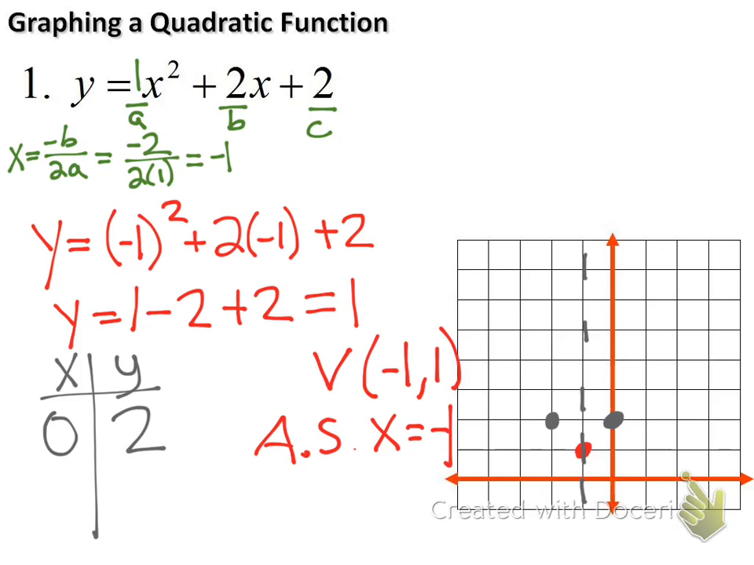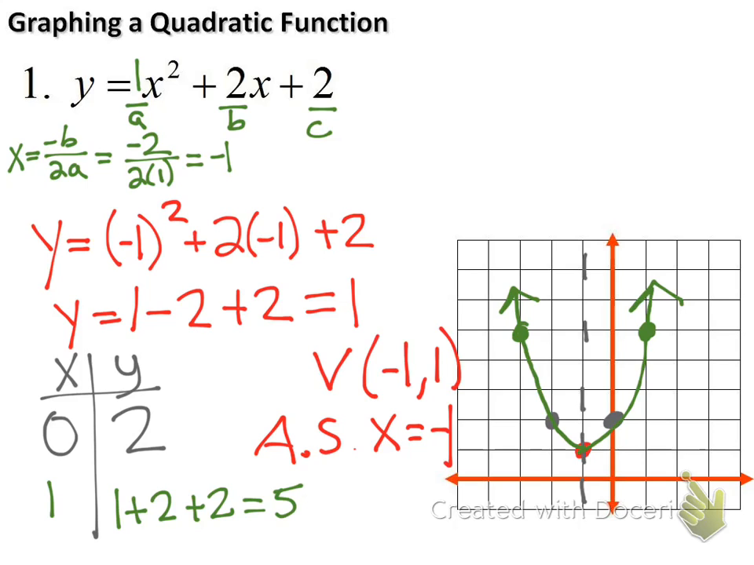Now, you can ask yourself, can you really see the shape of this graph? I'm going to argue that you cannot. So I'm now going to plug in 1. So 1 squared is 1 plus 2 plus 2. That gives me 5. So I have a point at 1, 5, which also gives me a point at negative 3, 5. Now you can see the shape a little better. Remember, these are smooth curves. They're not V's. So connect them.